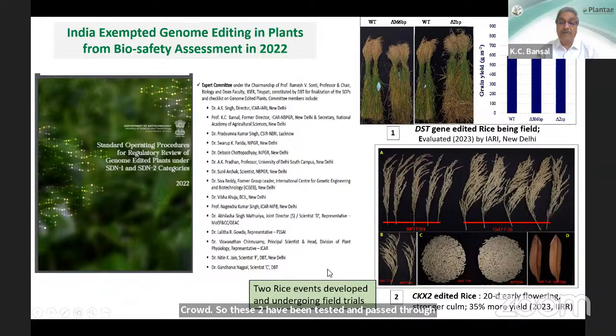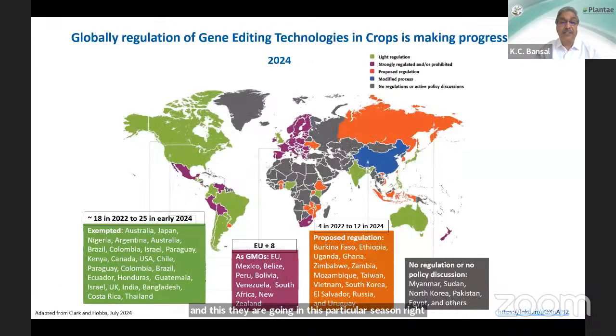I'm just giving an example from India, and they are undergoing field trials. 2023 was done last year, and they are going in this particular season right now in the field in this year, 2024. And more are in the pipeline in the production system. So in the meanwhile, globally, regulation of gene editing technologies in crops is making progress.